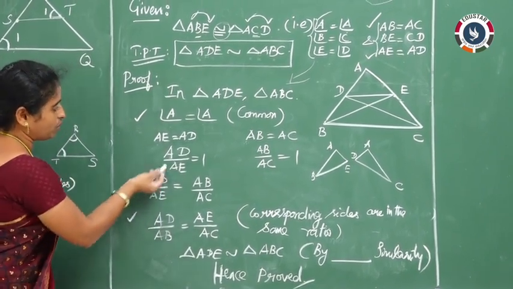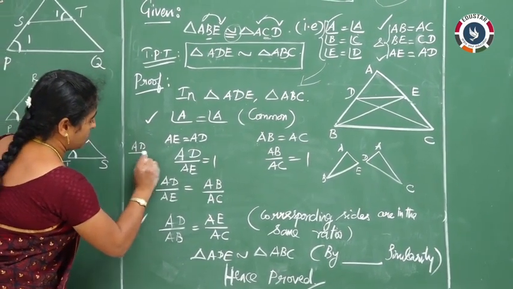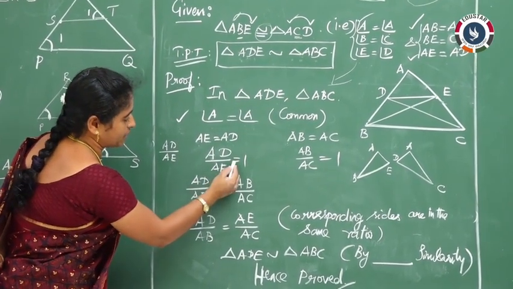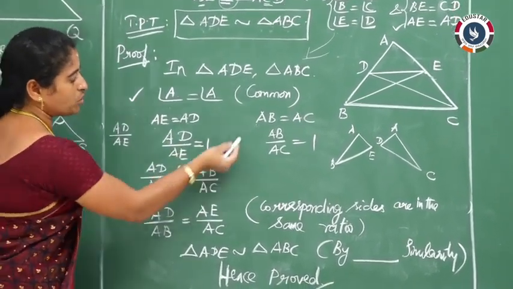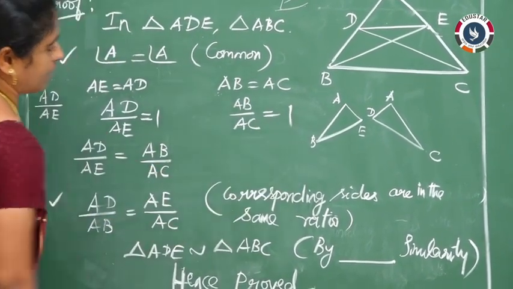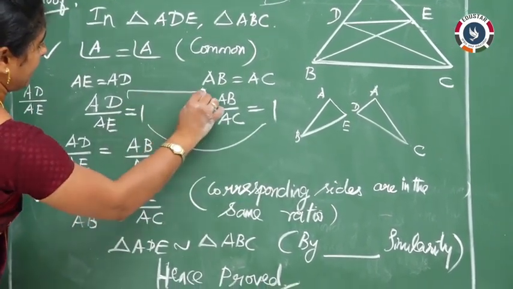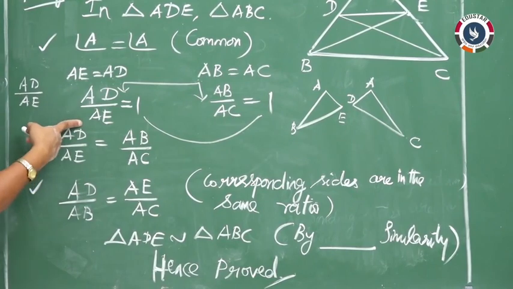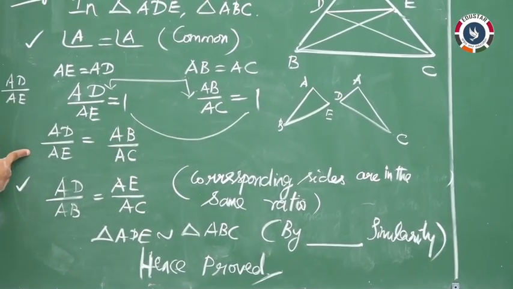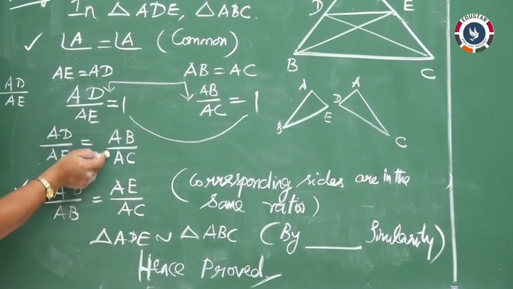Next, AE equal to AD, right? So I can bring it in the form of AD by AE. AD by AE, transposing the denominator AE, is equal to 1. Similarly, what can I write here? AB by AC, which is equal to 1. As 1 is equal to 1, I can equate AD by AE, which is equal to AB by AC. Can you understand up to this? Okay. So AD by AE is equal to AB by AC.